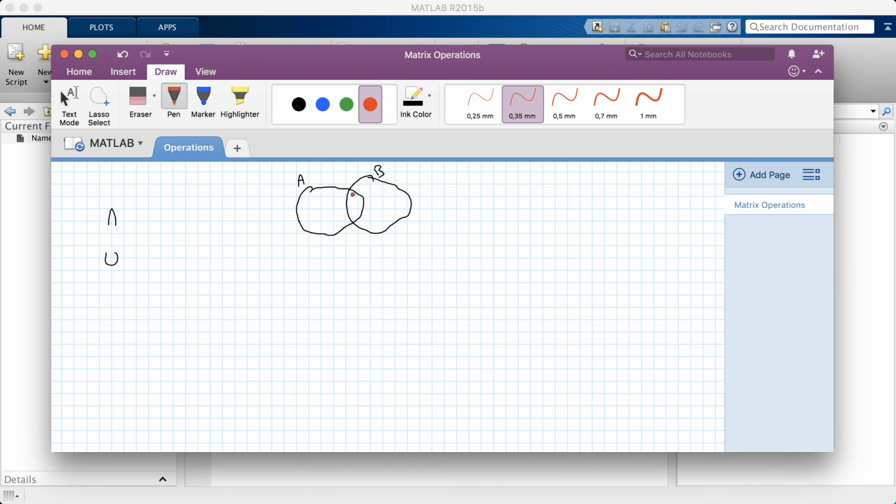The intersection lies in the red part, whereas the union is the blue part. So intersection is the common part, and union is everything in the two sets. Let's see it on Matlab.